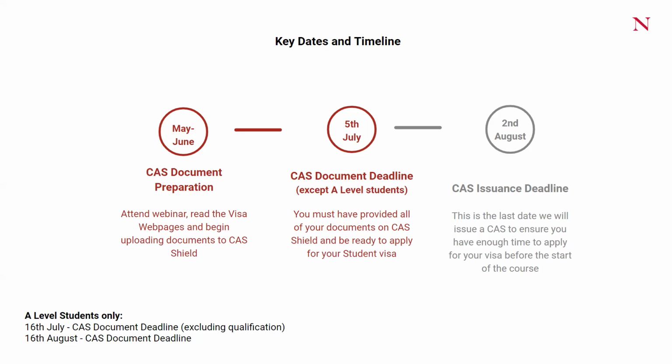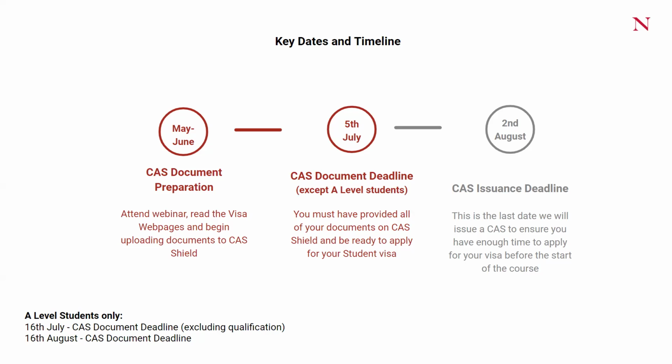The 5th of July is the CAS document deadline, except A-level students. So students studying the A-level. This is the deadline that you must have provided all of your documents on CAS Shield and be ready to apply for your student visa. The 5th of July is a key date for us to ensure that we have enough time to issue you with your CAS and you have enough time to apply for your visa.